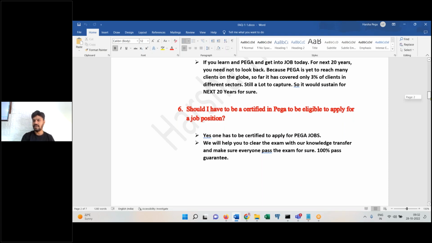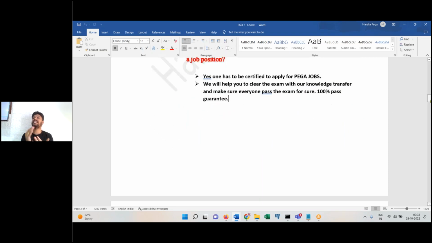This is one thing. See, there are certification exams. Java also has certification, right? Java certification exams will be there. Same way, Pega also has certification. If you are learning Java, it's not mandatory that you need to be certified. But if you are learning Pega, it is mandatory to be certified.